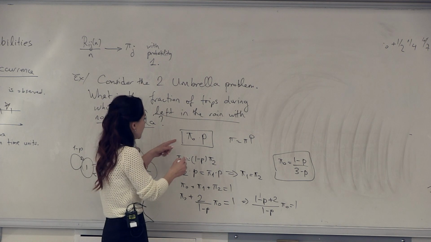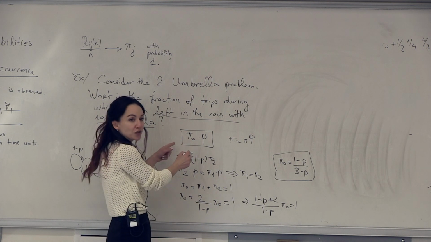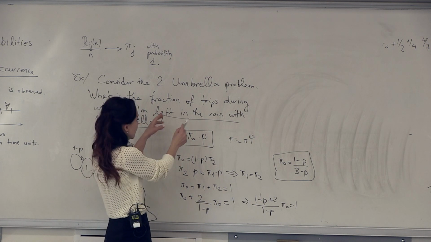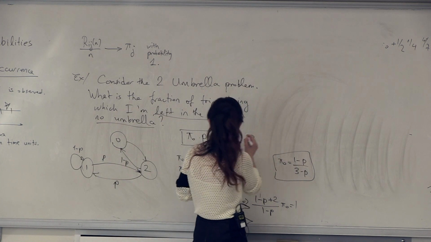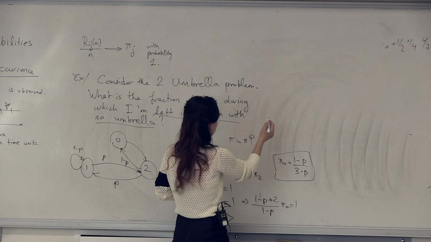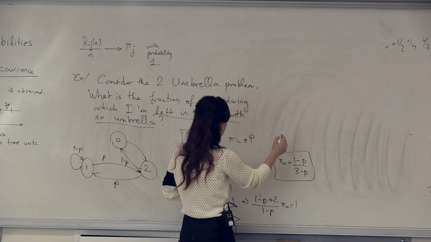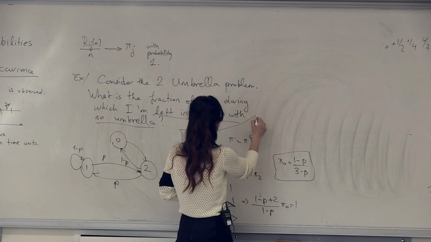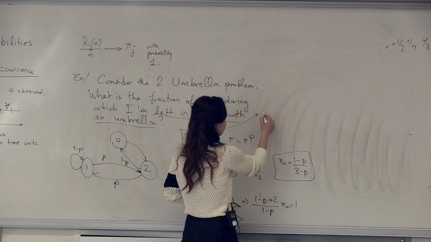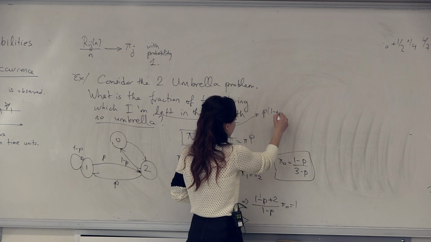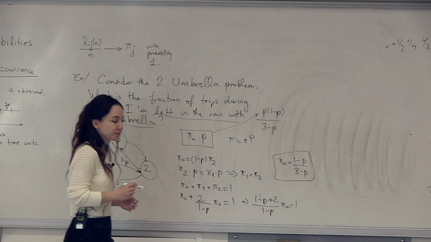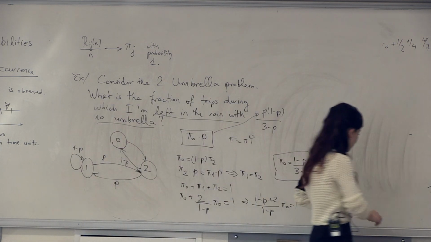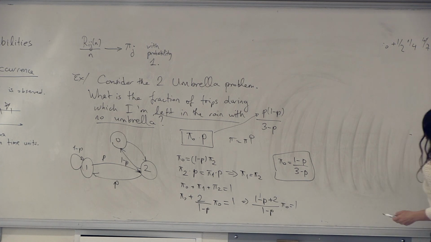The point here is the long-term fraction of time that I'm in the rain with no umbrella, and the answer to the question is p times pi 0, which is p times (1 minus p) over (3 minus p). Okay.